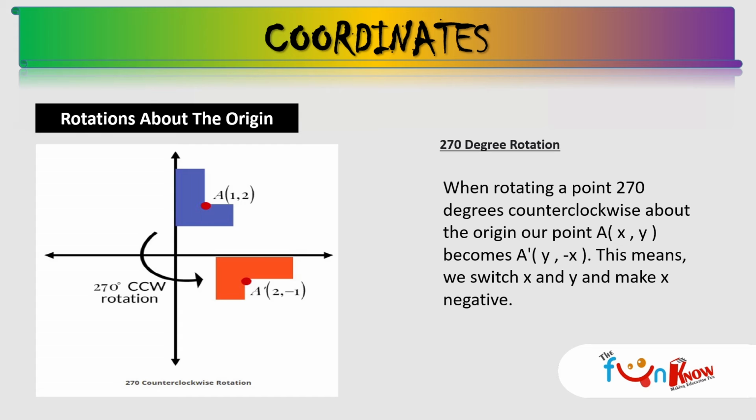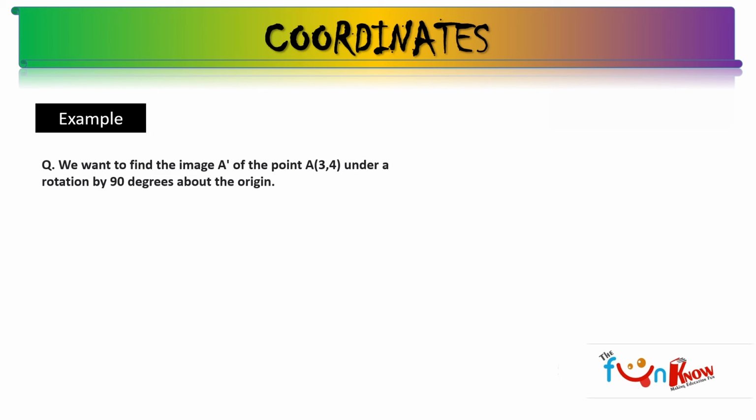Then 180 degrees, what will be 180 degrees? A dash (-1, -2). Very good, if 180 degree rotation is there. And 270 degrees rotation, then A dash (2, -1). Students, we have already seen how rotation works in coordinates. We have seen three types of rotation, that is 90 degree rotation, 180 degree rotation and 270 degree rotation. Now we'll see some examples of rotation in coordinates.